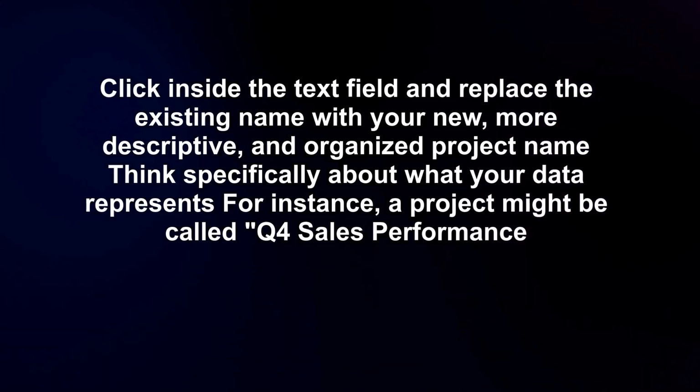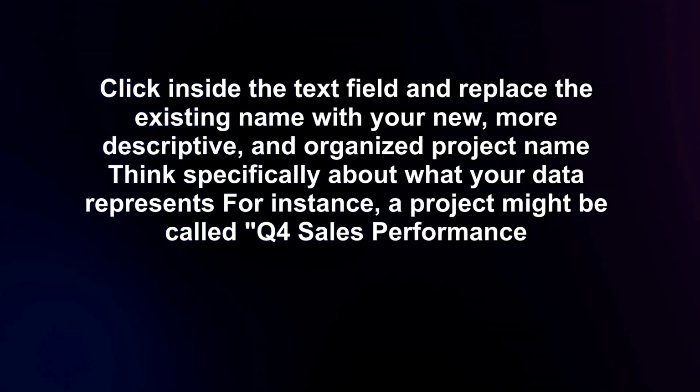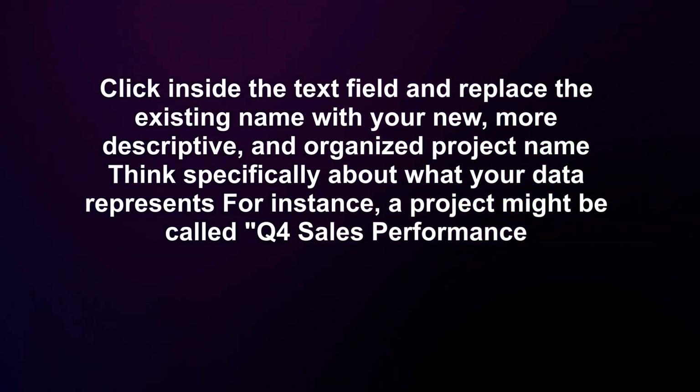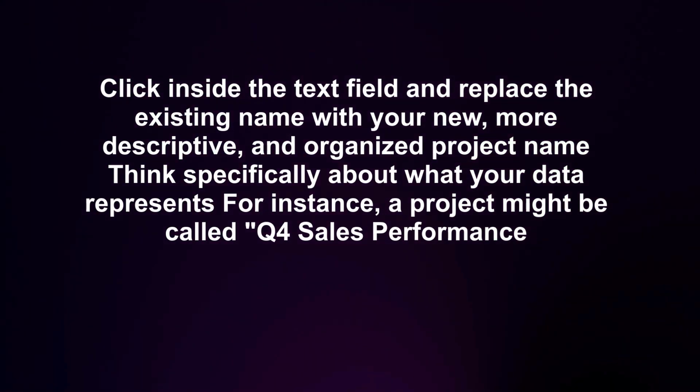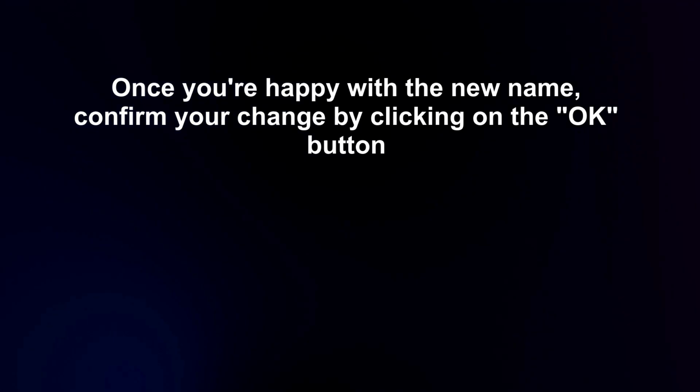Click inside the text field and replace the existing name with your new, more descriptive, and organized project name. Think specifically about what your data represents. For instance, a project might be called Q4 Sales Performance. Once you're happy with the new name, confirm your change by clicking on the OK button.